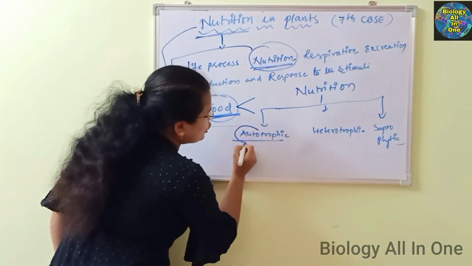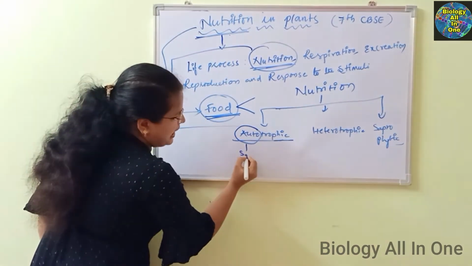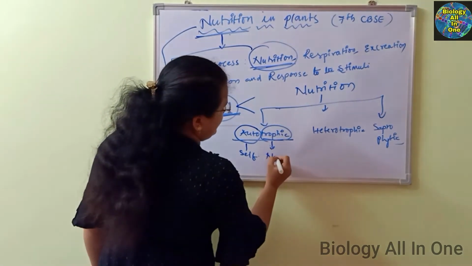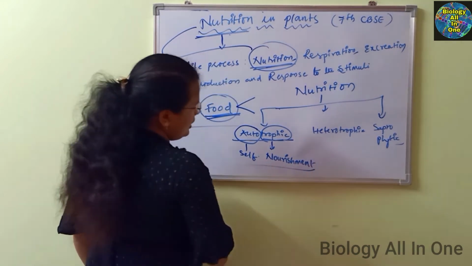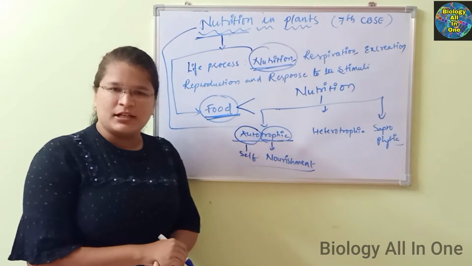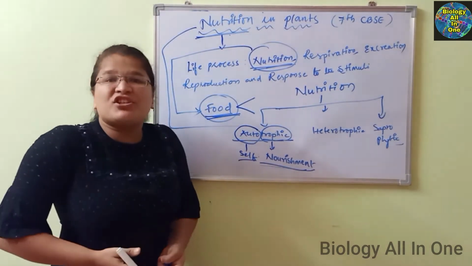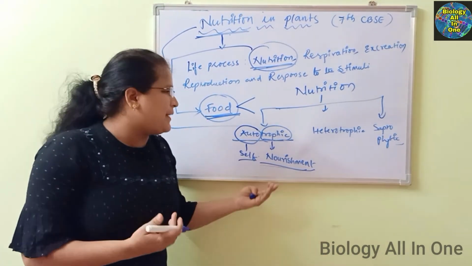See, autotrophic means, in the name itself it is indicating that auto means self. Trophic means having nourishment, the self-nourishment. See, the plants are self-nourished by themselves. Here the plants are self-nourishing. Nourishment means nothing but the gaining of food. Obtaining of food is happening.